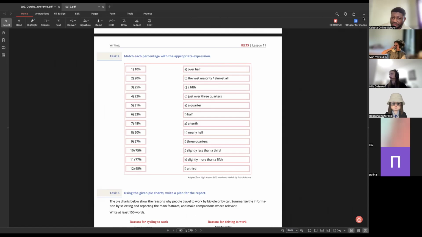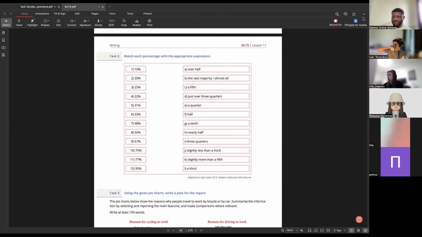57%, over half. Okay. 75%, three quarters. Okay. 77%, just over three quarters. And 95%, the vast majority of, or almost all. All right. This is good.